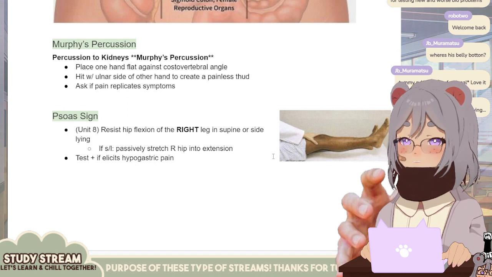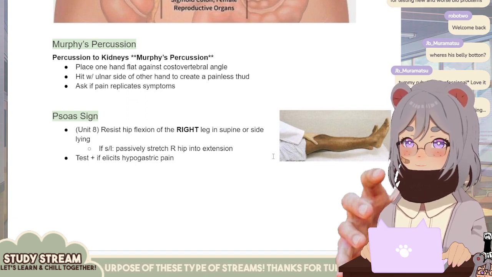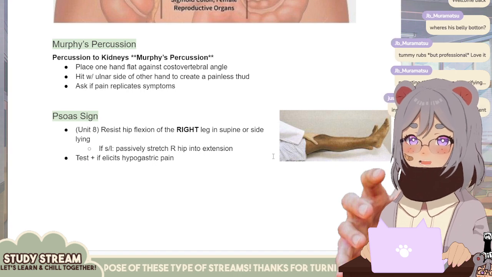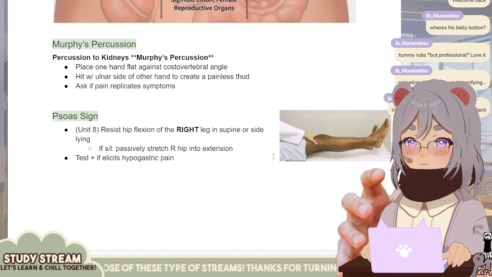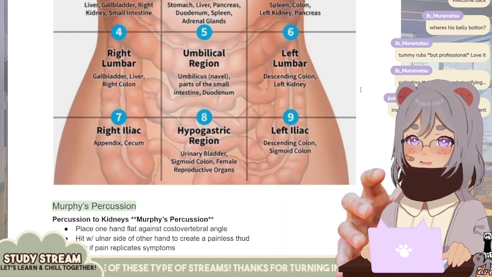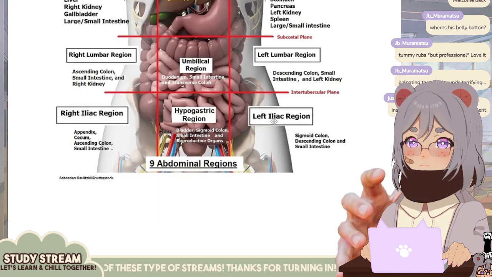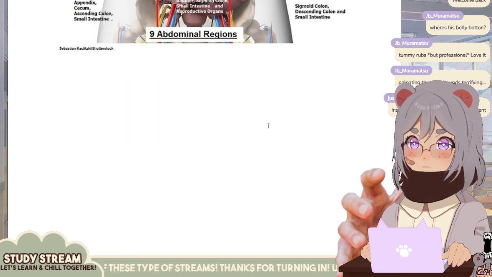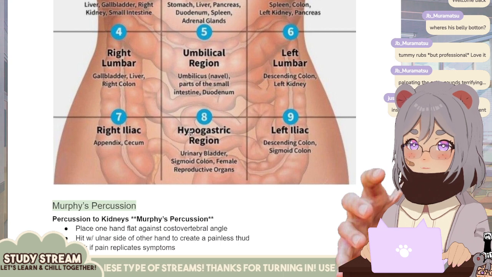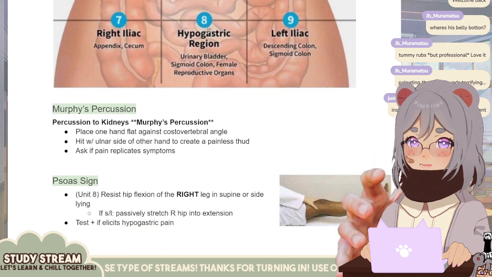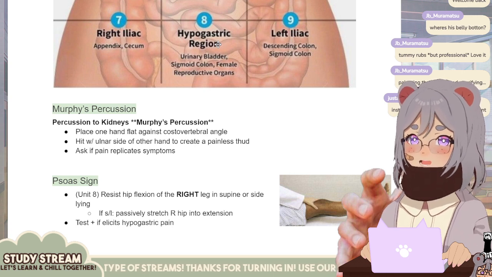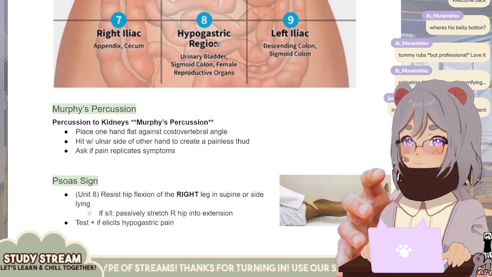There's a test called psoas sign, and on the right side, you ask them to flex their hip. You apply a little bit of resistance, and if they have pain, they may have hypogastric pain. And hypogastric, again, is going to be here. Oh my goodness, I couldn't find it. So they may have pain with the urinary bladder, sigmoid colon, and/or female reproductive organs.